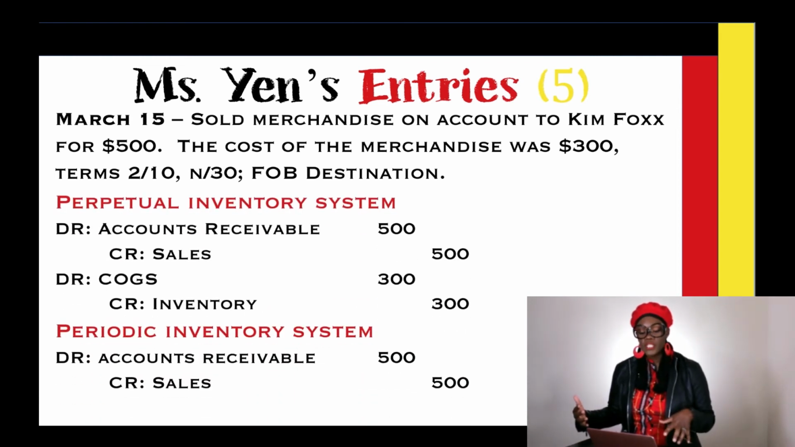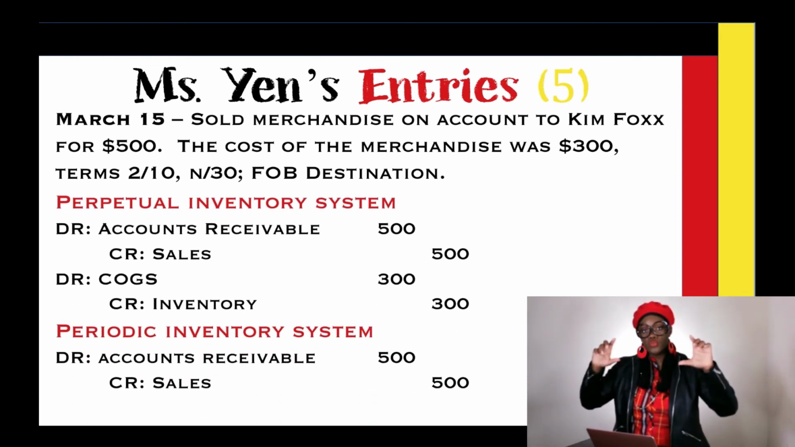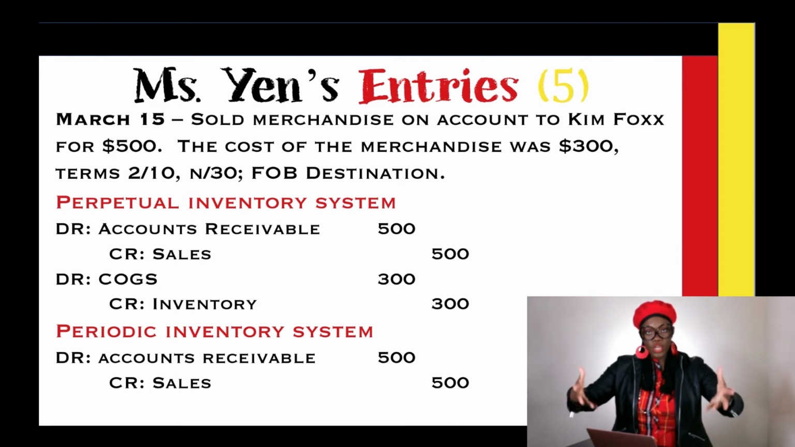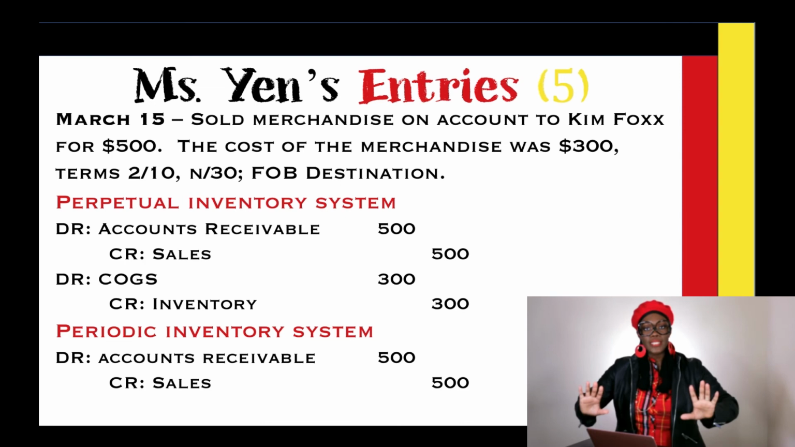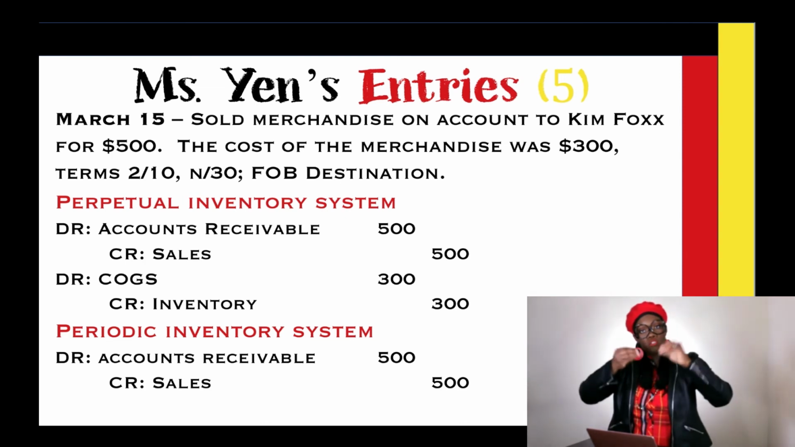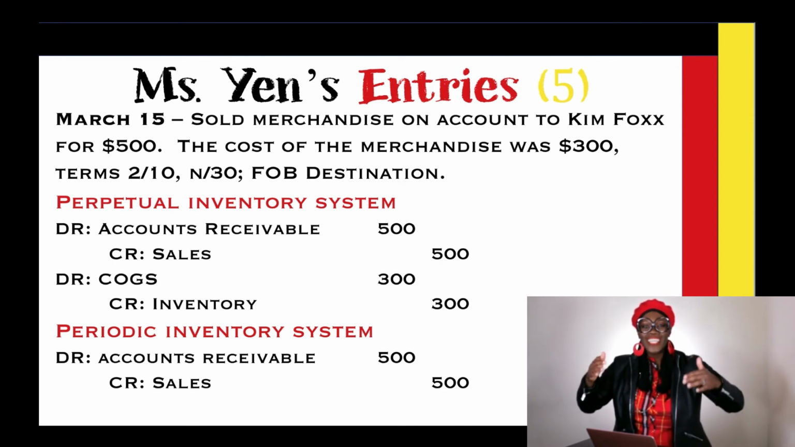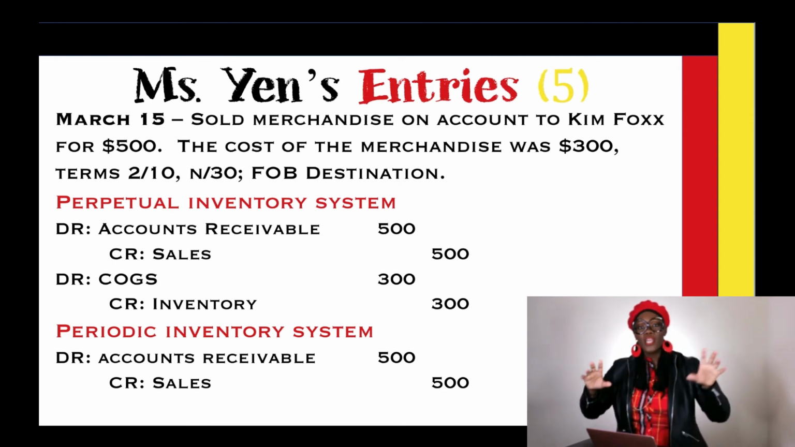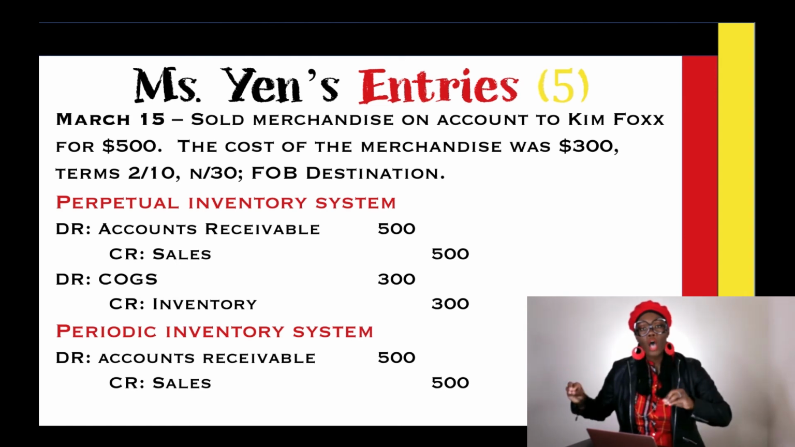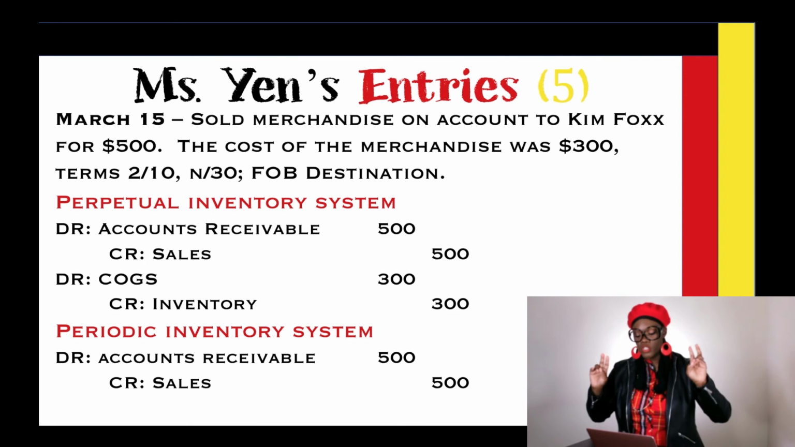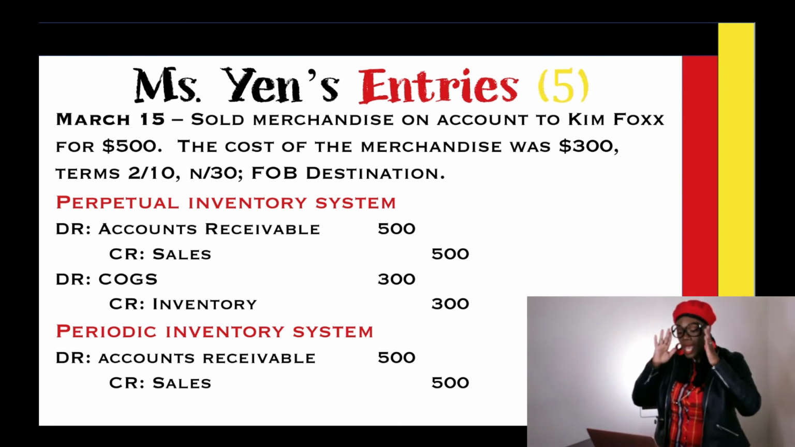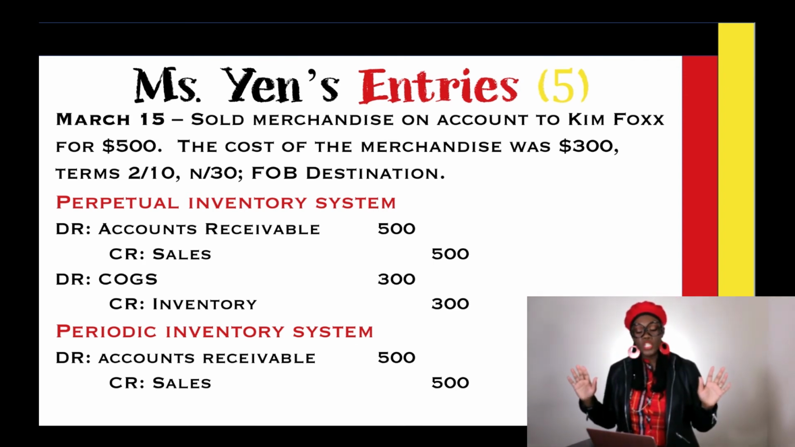All right, so in this situation, under perpetual, we're going to debit accounts receivable because they owe us this money. Kim is going to pay us this later. You're going to credit sales. That is for the sales portion. And then we're going to debit cost of goods sold and credit inventory for the cost portion of this journal entry. Remember, 2 parts. Always have to have 2 parts. All right. And then under periodic, we only do the sales portion because once again, inventory will be taken into consideration later.